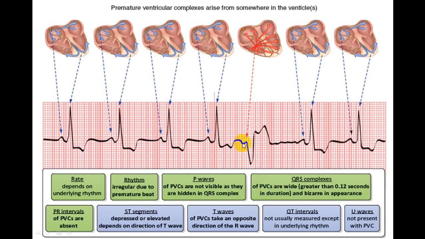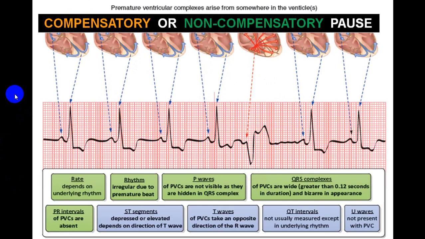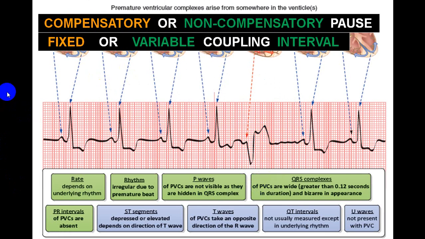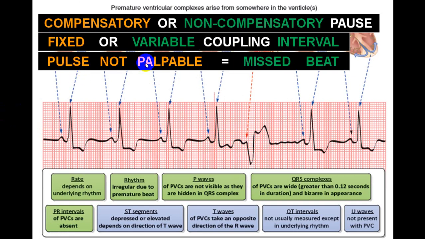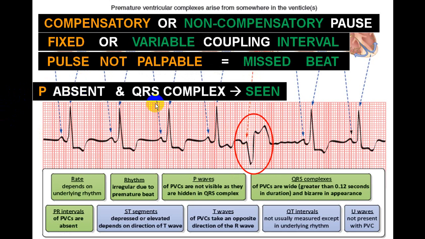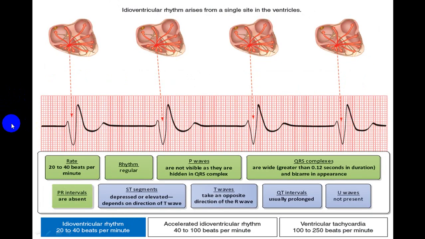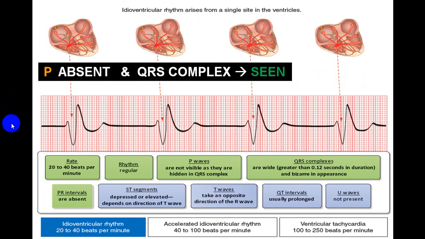You can see here, P wave is not present, broad QRS complex, ventricular premature beat. We have already done this before. This will be followed by a full compensatory pause. Sometimes, depending upon the variable coupling interval or a fixed coupling interval, this interval will change. Pulse will not be palpable, it will be a missed beat, and there will be apex pulse deficit. So P wave is absent, QRS complex is the same. Here again, P wave is absent, QRS complex is the same.